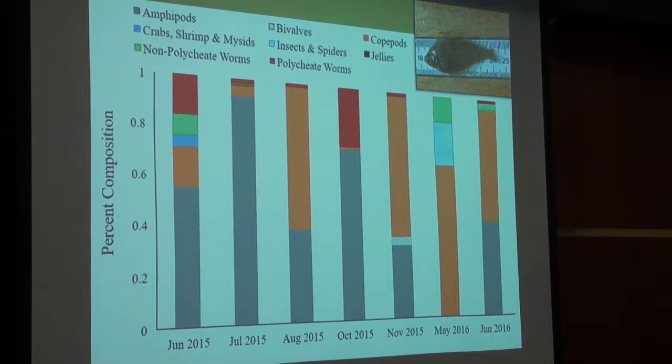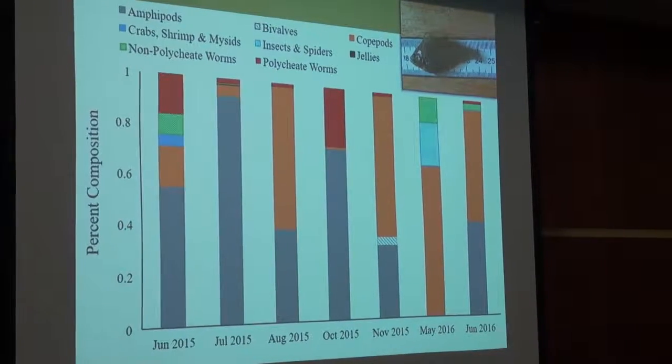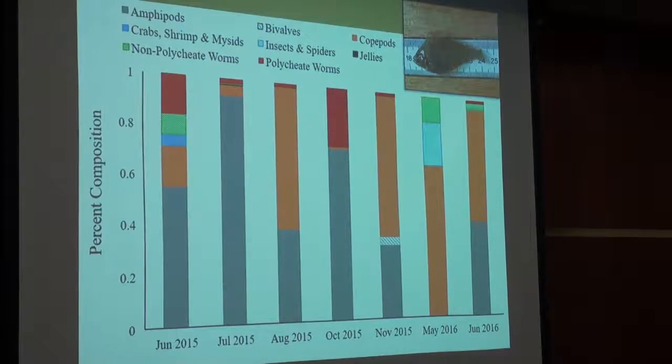Now, English sole only enter the estuaries seasonally, so they're only present part of the year, and we only captured them part of the year. But when we did capture them and look at their diet, it was amphipod dominated in all months except May 2016. And here in May, you're seeing a copepod-dominated diet. These are harpacticoid copepods. They live in the benthos, and that's the color orange here.